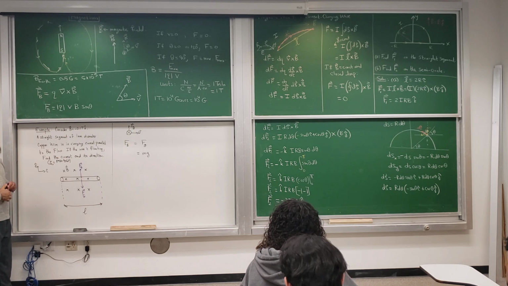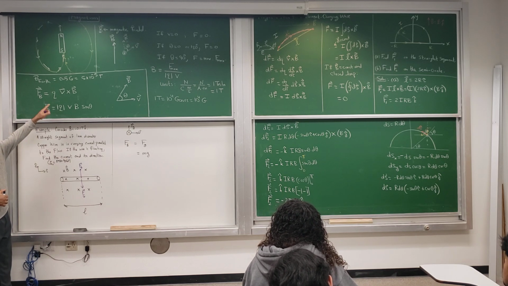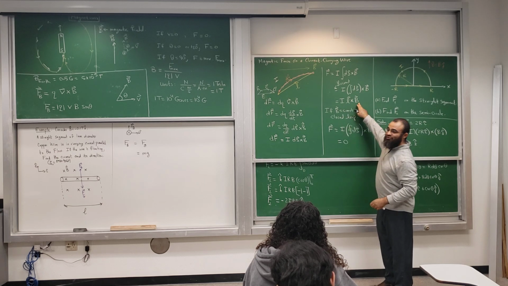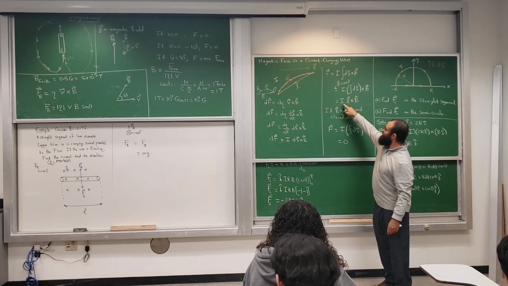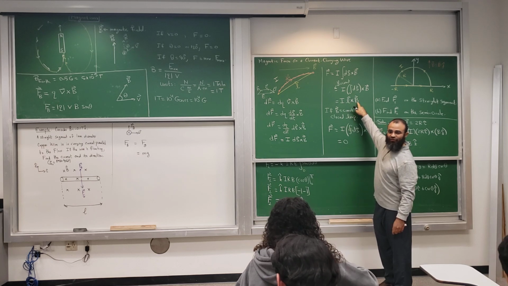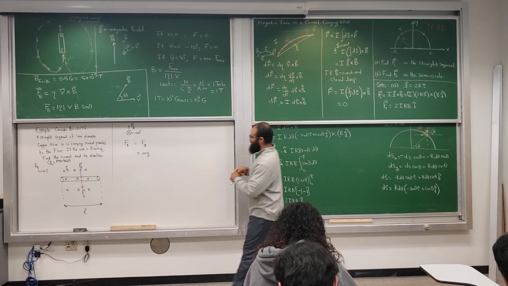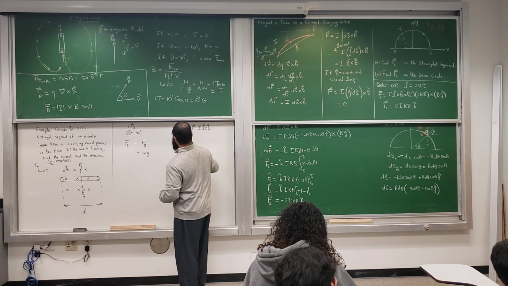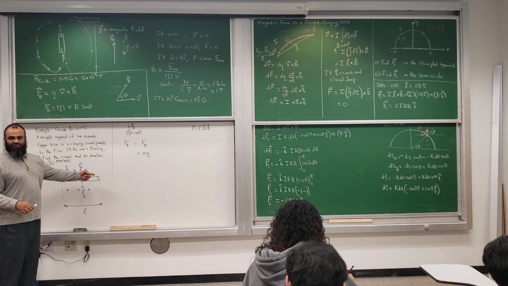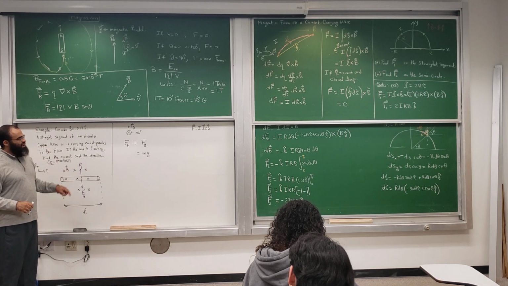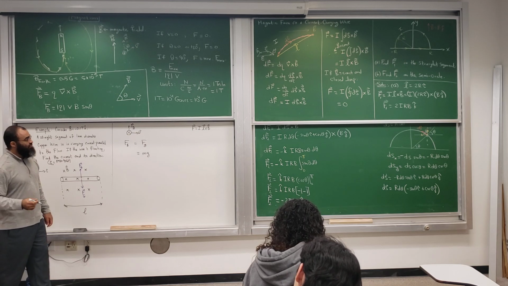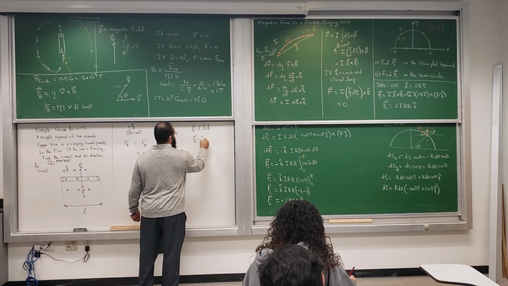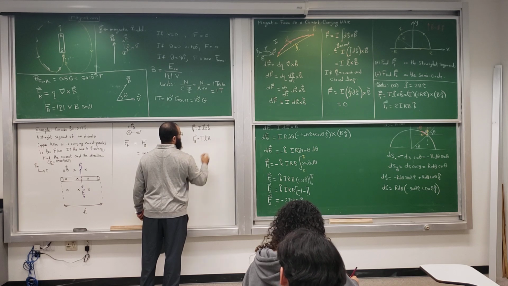Magnetic force, what would it be? It would just be ILB. Okay, the magnetic force is I L cross B. But L is in the i hat direction and B is into the page. So what's their cross product? It would just be j hat. So the magnitude of the magnetic force would be ILB, and the sine of the angle between them is 90, so it's just going to be ILB.